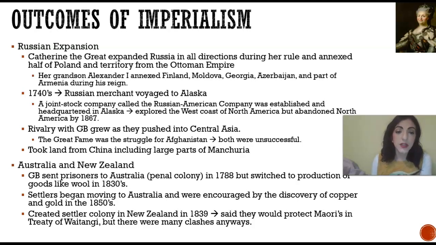In the 1740s, a Russian merchant actually traveled to Alaska. They're going to discover the resources that are there. They created a joint stock company that was called the Russian American Company. It was established and headquartered there in Alaska. They're going to explore some of the West Coast, but eventually they're going to abandon North America and go back to Russia.